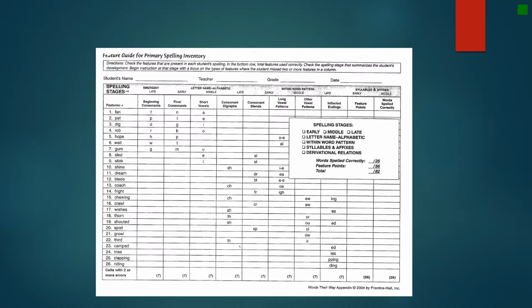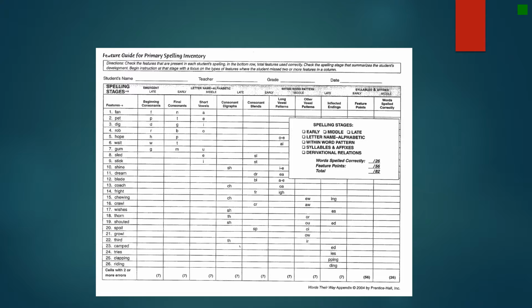So you can see here an example of the Words Their Way primary spelling inventory feature guide. This is what you would use to score and figure out where your students are in the stages of spelling. I will not be teaching you in this class all the things you have to do to conduct an analysis and scoring of a primary or any spelling inventory, but I'm going to very briefly mention just some key elements of doing so.